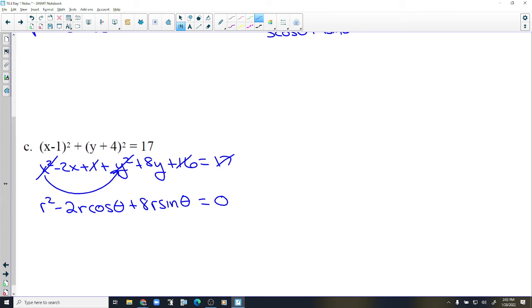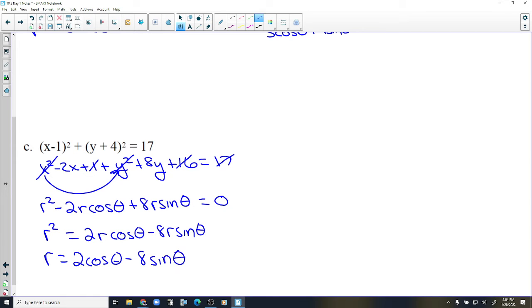We have to get this to say r equals. If I can get it to say r squared equals 2r cosine theta plus 8, not plus, minus, because I'm minusing this over, minus 8r sine theta. And you might be tempted to square root, but we got r's on the other side, so let's just divide everything by r. Minus 8 sine theta.